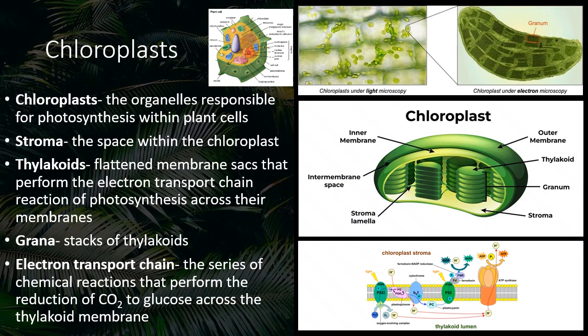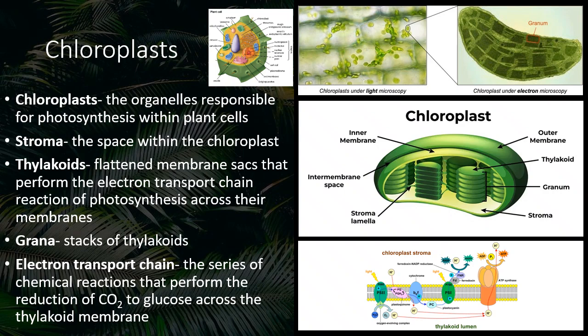I will not be going into the electron transport chain in detail because that's more of an undergrad biochemistry course subject. I think we spent almost an entire week on the electron transport chain of photosynthesis when I took university biochemistry. I'm not going to make you learn it, but basically it's a series of chemical reactions that perform an oxidation reduction reaction. In this case, it's a reduction reaction of carbon dioxide to create glucose. And that reaction, like I say, is occurring across the thylakoid membrane.